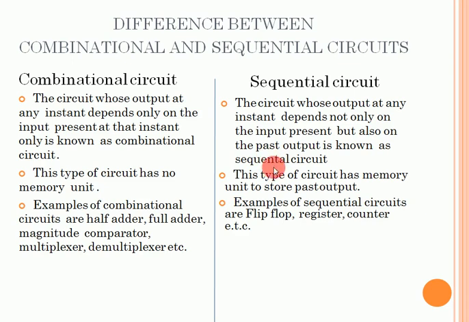On the other hand, the sequential circuit has a memory unit, because the output of the sequential circuit depends upon the input and the previous output. So to store the previous output we need a memory element here. Examples of combinational circuits are the half adder, full adder, magnitude comparator, and the multiplexers and demultiplexers. The examples of sequential circuits are the flip-flops, registers, the counters, etc.